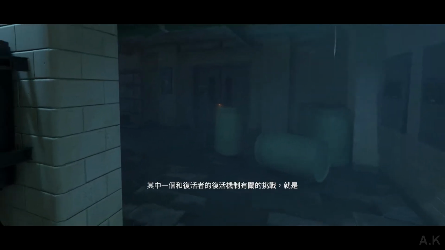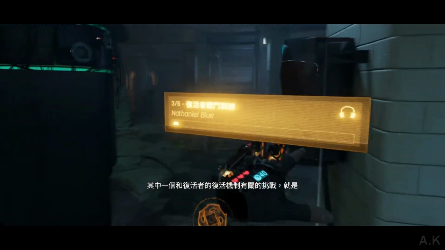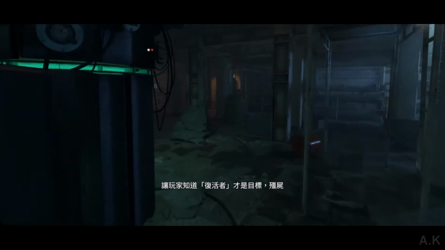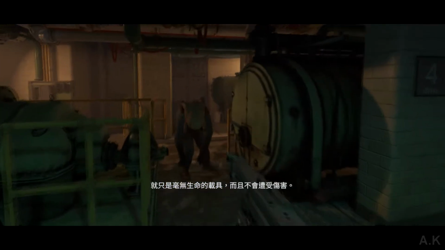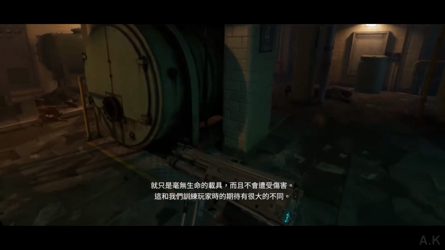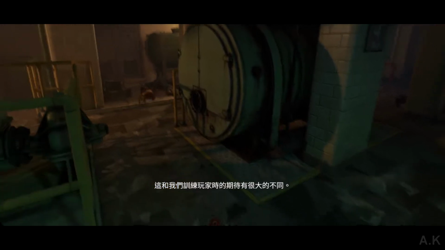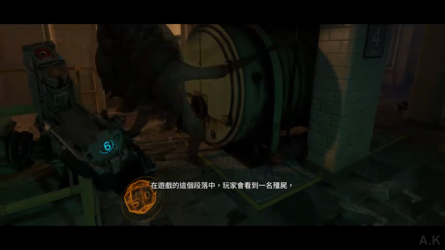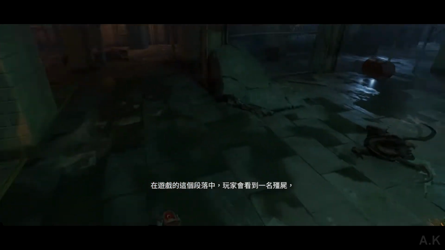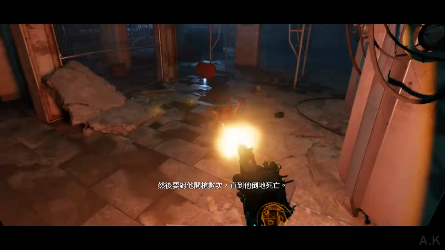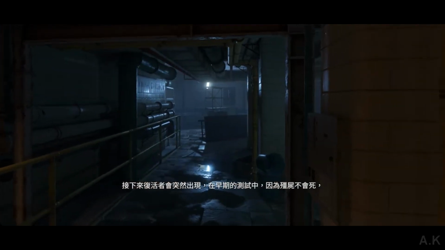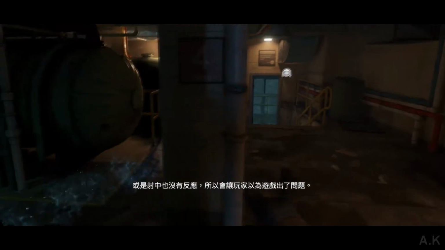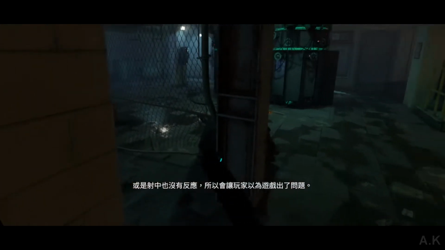One of the challenges with the reviver's resurrection mechanic was training players that the reviver was the target, and the zombie was effectively just an inert vehicle that could not be damaged. This was a significant departure from what we had been training players to expect. Up until this point in the game, players would see a zombie, shoot at it, and as long as they hit it enough times, it would die. The Reviver breaks that expectation, and in early tests, players thought the game was broken when the zombie wouldn't die or even react to being shot.